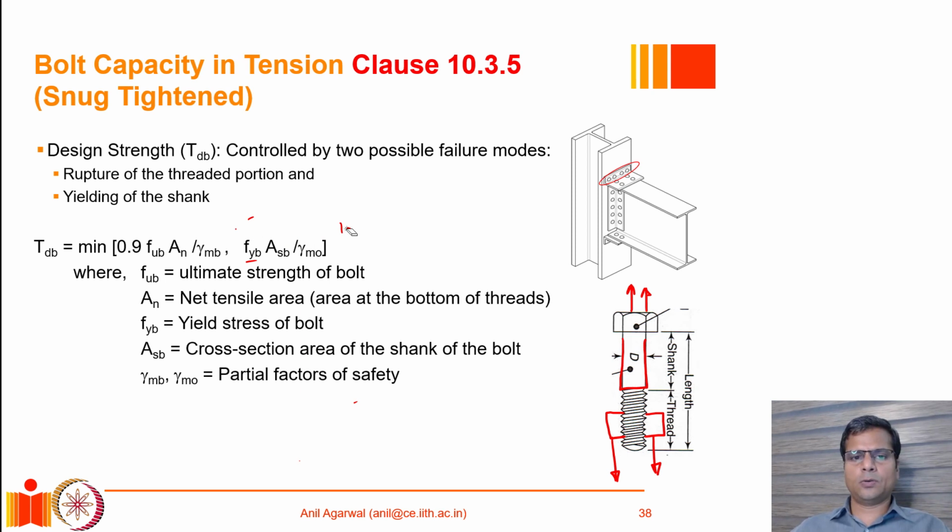Now, as we already know, for example, if I have a bolt of grade 8.8, then the Fu value will be 800, and the Fy value for this bolt will be approximately 640 MPa, right? Similarly, the relationship between An and As is that An is approximately 78% of As, the shank area. So with these two relationships we already know, and we know the values of gamma mb and gamma m0, by using these values we can calculate the tensile strength of a bolt.